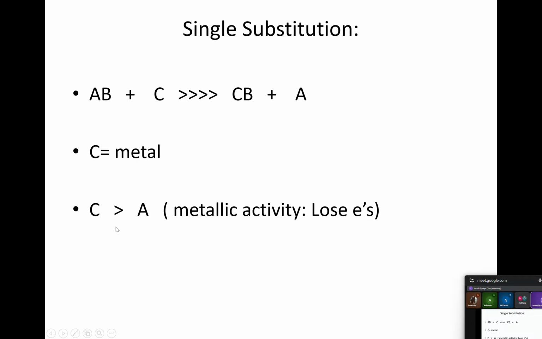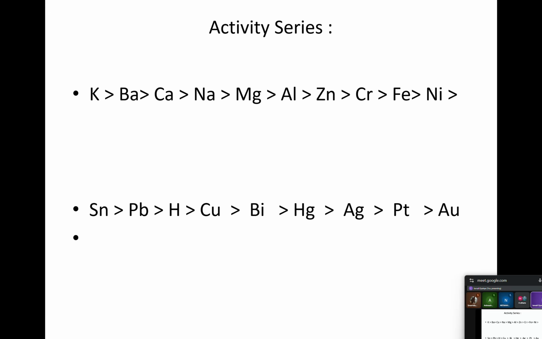So as you can see here, C is greater than A. That's the metallic activity, the activity series or electrochemical series. That's because it's able to lose its own electron faster. C is able to lose its own electron faster. That's what we call electropositive. This is the activity series as we've done before when we're dealing with electrolysis.